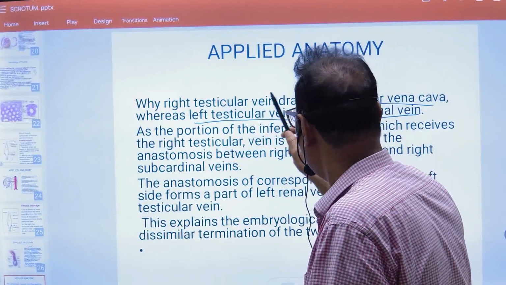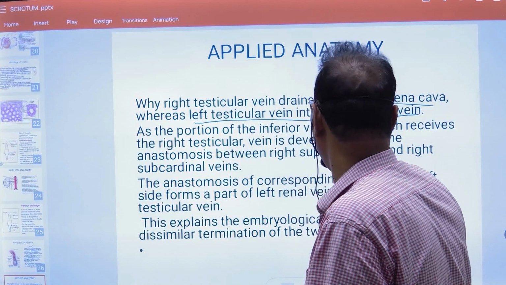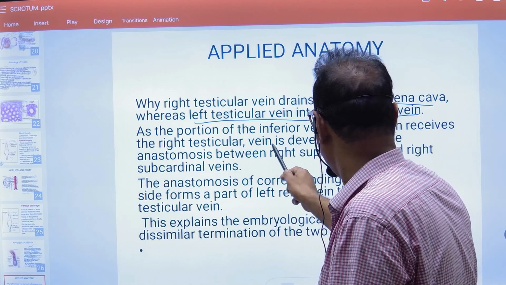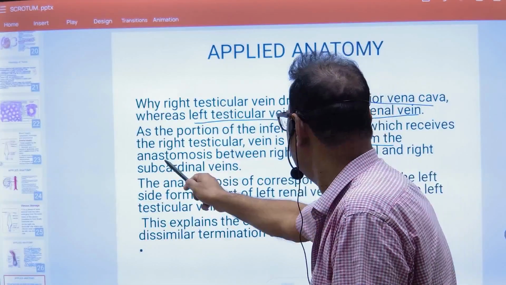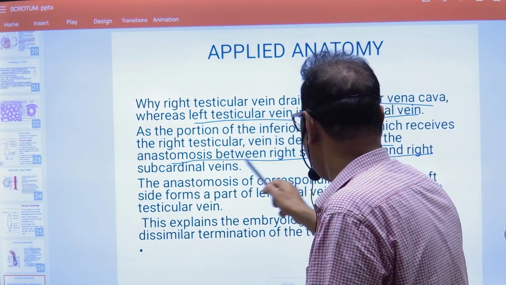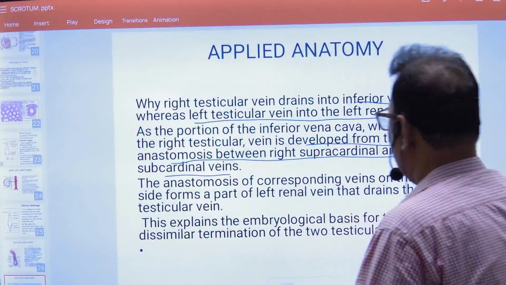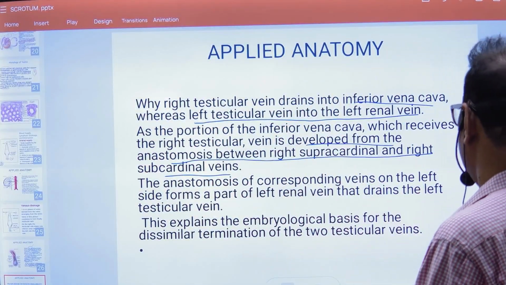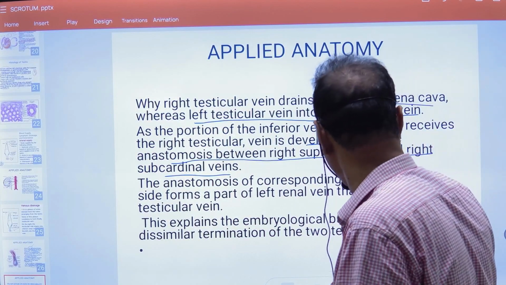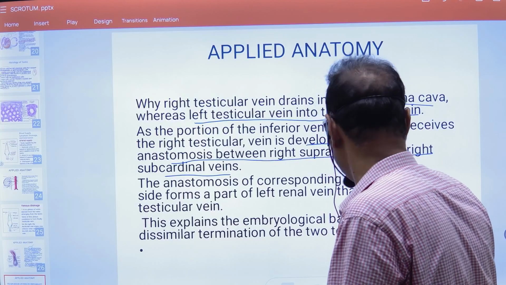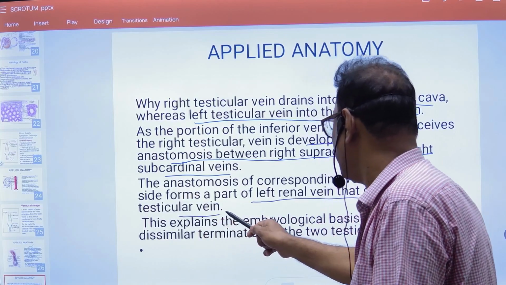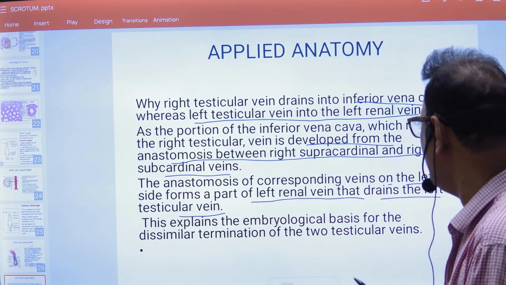The portion of the inferior vena cava which receives the right testicular vein is developed from the anastomosis between the right supracardinal and the right subcardinal vein, and the anastomosis between the corresponding veins on the left side forms a part of the left renal vein that drains the left testicular vein.